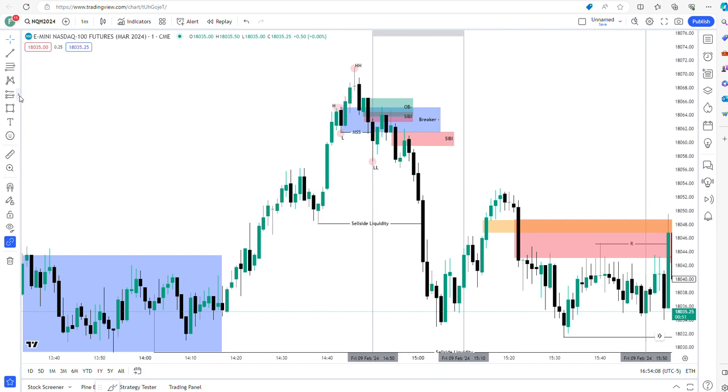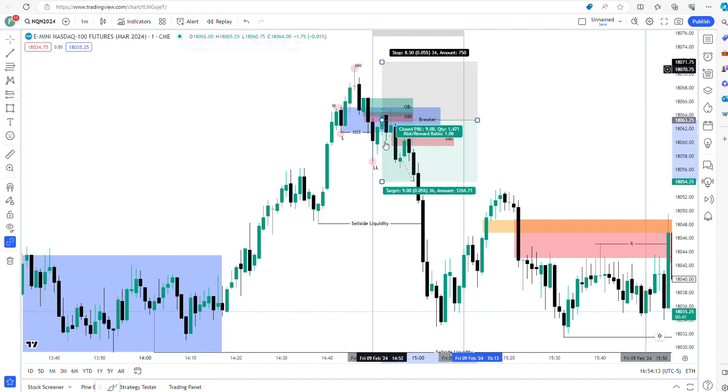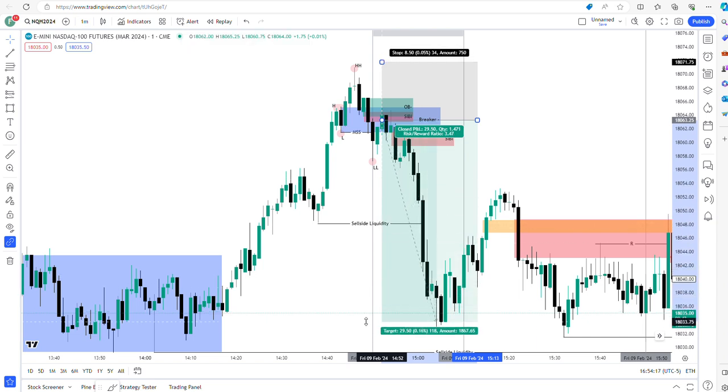You have an opportunity to go short right from here, stop loss above that candle's high, targeting this sell side liquidity to start, or any sell side liquidity points you wanted to.